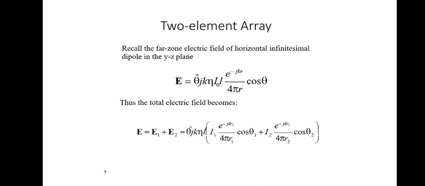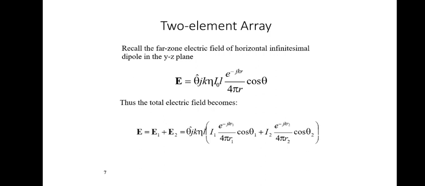So therefore, according to that, the total electric field produced due to point source 1 and point source 2, the field produced by the array of the two elements at a distant point P from the horizon, is given by E equal to E1 plus E2. So, what is E1?